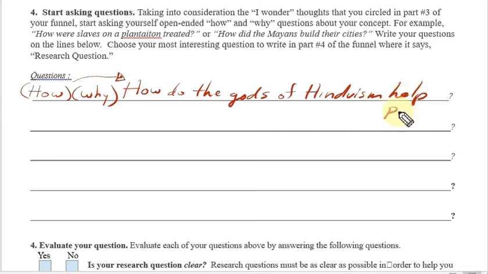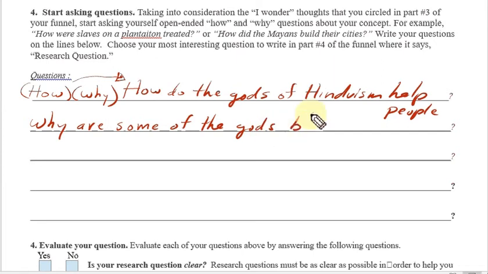Help people. So I have one research question right there. Why? I could do a why one. Why are some of the gods blue?